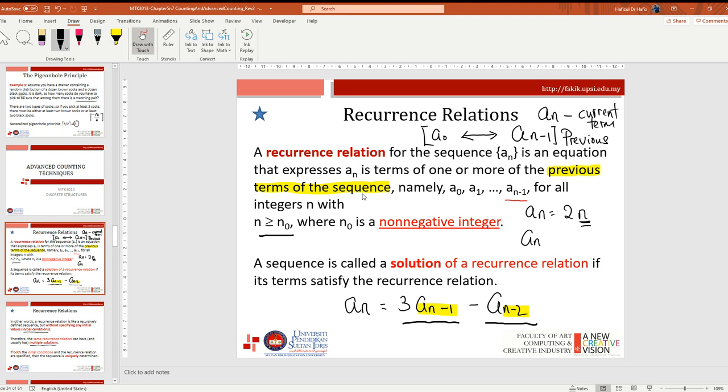Jadi bila kita buat recurrence relation ni, kita akan tunjukkan bahawa nombor yang bukan negatif adalah sama in terms of hubungan dia. Okay? Kita ada hubungan dia. Nanti saya akan tunjukkan macam mana kita nak buat calculation.